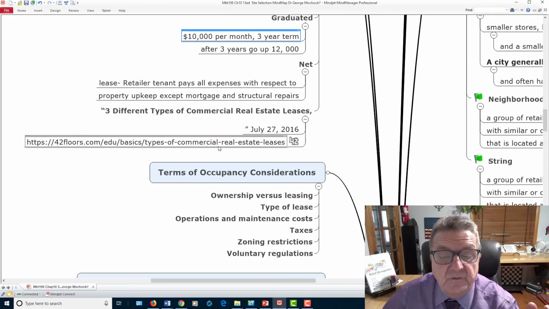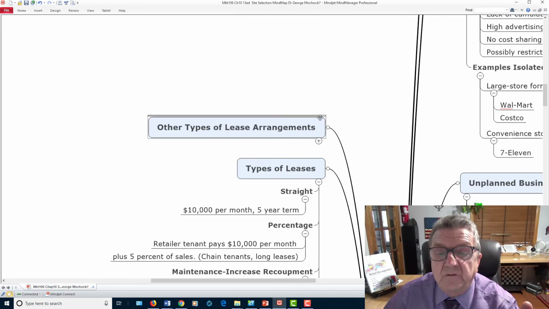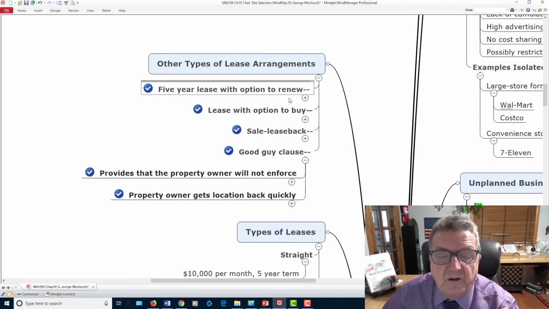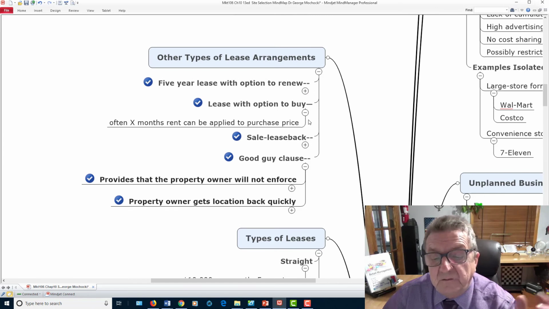And there are different types. Here's just a link. You go in there and it gives you different types of leases. The formal, you'd be surprised. A 5 year lease. Okay, other types of lease. A lease with an option to buy. Some people say, okay, I can't afford it now, so part of your rent is also going toward a down payment, for lack of a better word.